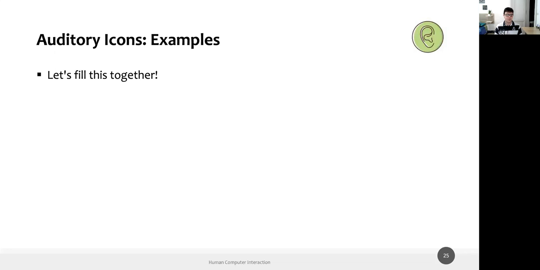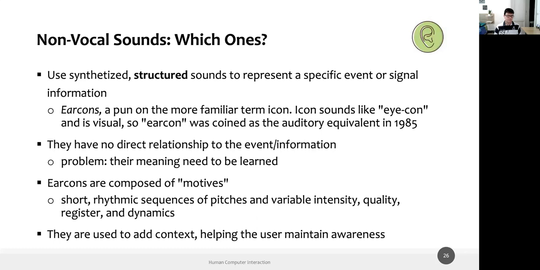Because it should be a natural sound, a sound that feels like it is happening in some way in the natural world, in the real world. Instead, if the sound is not natural but is synthesized, is structured, is a ping, a boing, or a short piece of music, we are not speaking about auditory icons, we are speaking about earcons.